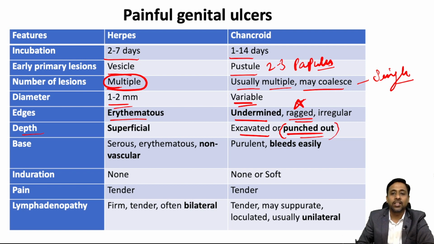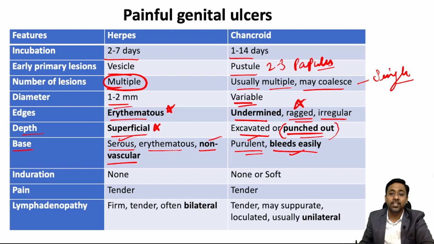Also the edge is irregular in chancroid, whereas in herpes it is erythematous, and the ulcer is superficial. This is a punched out ulcer, this is a superficial ulcer. The base of the ulcer in herpes is either serous or erythematous and non-vascular. Just the opposite in chancroid, it will bleed easily and it is purulent. So this is serous and this is purulent. This is non-vascular, this is very vascular, and it will bleed easily even on touch.